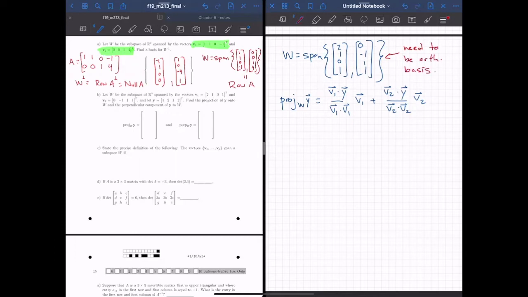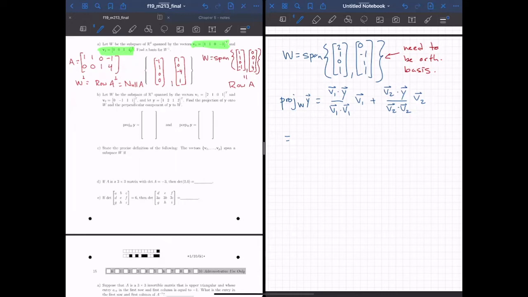Are these two vectors orthogonal? You bet they are. If they're not orthogonal to each other, the formula doesn't work and you'll get the wrong answer. If they weren't orthogonal, you would have to do Gram-Schmidt. Fortunately, we don't in this case, so we can just go ahead and use the formula.